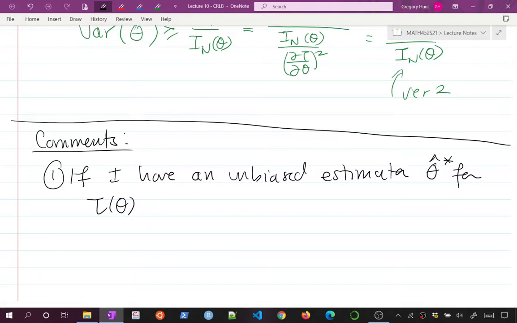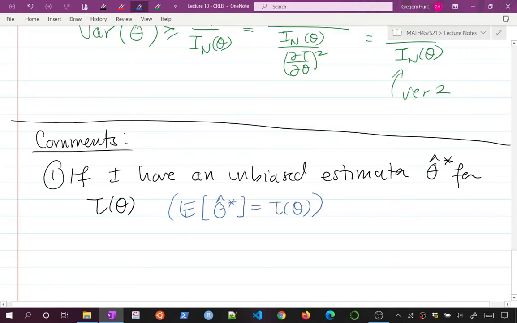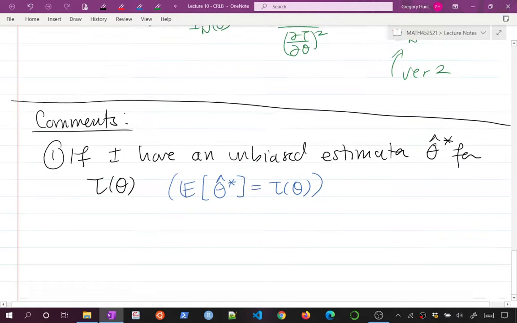Or e to the theta, some tau of theta, and have some unbiased estimator theta hat star, right? So what I mean when I say it's unbiased for tau of theta is that in expectation, theta hat star is equal to tau of theta. Let me just explicitly write that. This means the expected value of theta hat star is tau of theta.